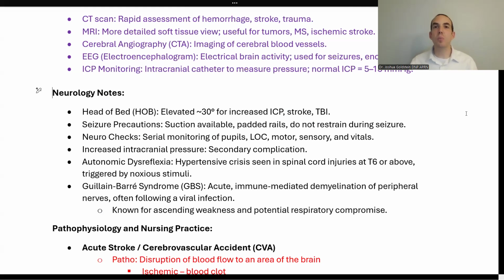Next, we have an MRI. This is more detailed. This is to check for things like cancer, multiple sclerosis, different things. We could also use it if a patient's having certain types of a stroke. We would do this as a follow-up assessment after we've already gotten the head CT.